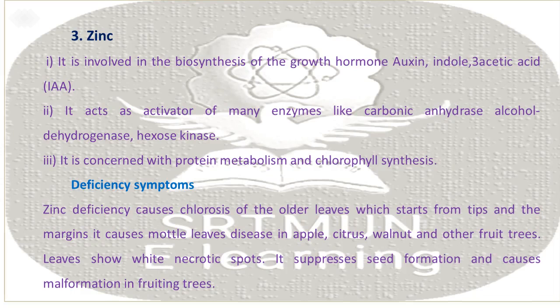Now, deficiency and symptoms. Zinc deficiency causes chlorosis of the older leaves, which starts from the tips and the margin. It causes mottled leaf diseases in apple, citrus, walnut, and other fruit trees. Leaves show white necrotic spots. It suppresses seed formation and causes malformation of fruiting trees.